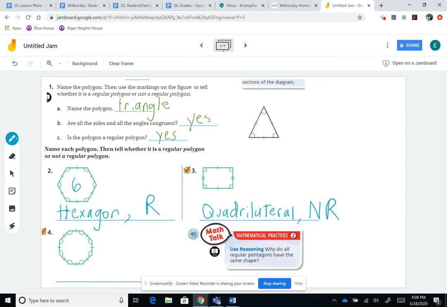And then number 4, how many sides does number 4 have? Hopefully you said 8. And an 8-sided figure, as we were talking about earlier, is an octagon. O-C-T-A-G-O-N. And is this one regular? It is regular because each angle has one curved line in it and each side has one hash mark in it. So it is regular. And again, I'm fine if you put R on there.